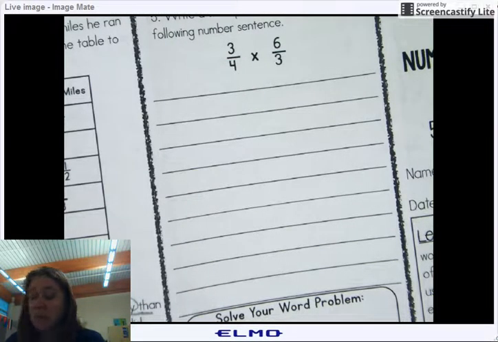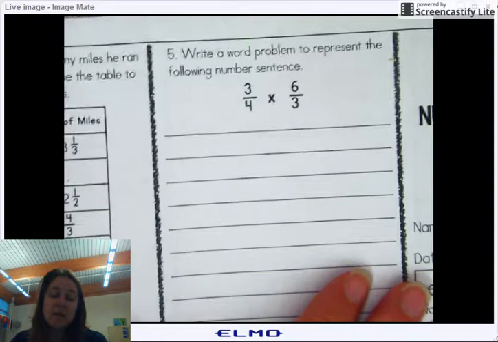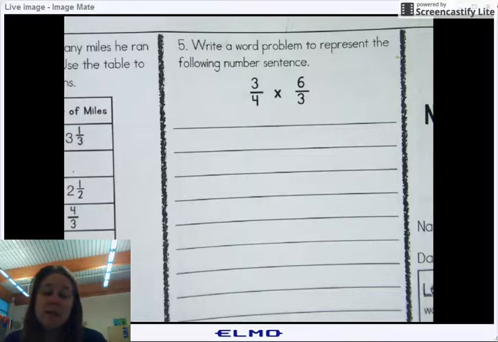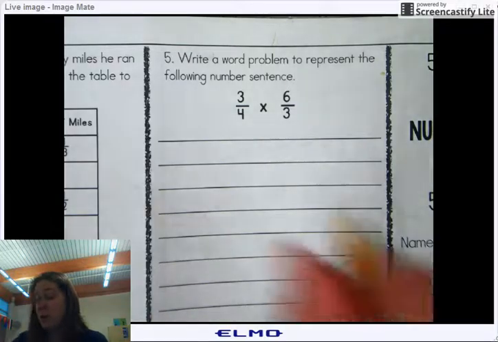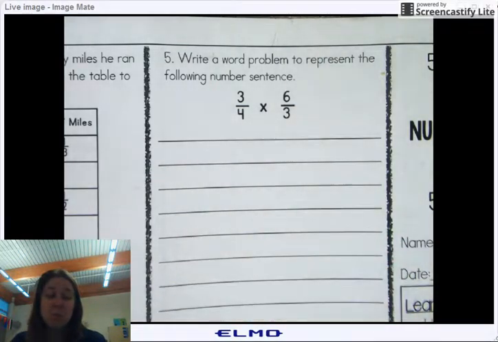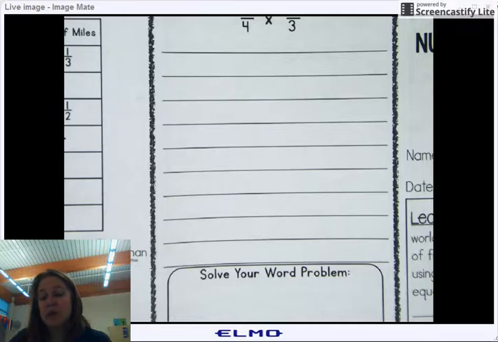Okay? And then it says write a word problem to represent the following number sentences. 3/4 times 6/3. I want you to take the time. You're probably going to want to go down here and solve the problem first. And then I want you to type in your problem right here. You can write it down first, that's prior to it, and then type it in. But I'm going to be expecting a word problem in here for you to get full credit. Okay, don't forget to turn this in.